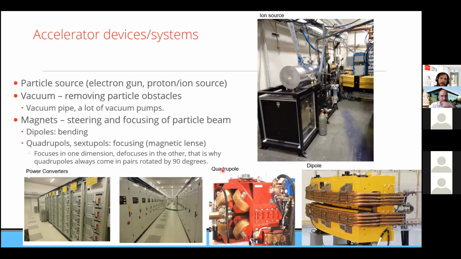And usually when the particles pass through the pipe, in the quadrupole they get focused in just one direction, and that's why you need quadrupoles in pairs. The second one has to be rotated 90 degrees, so that you focus the beam in both directions. Okay.